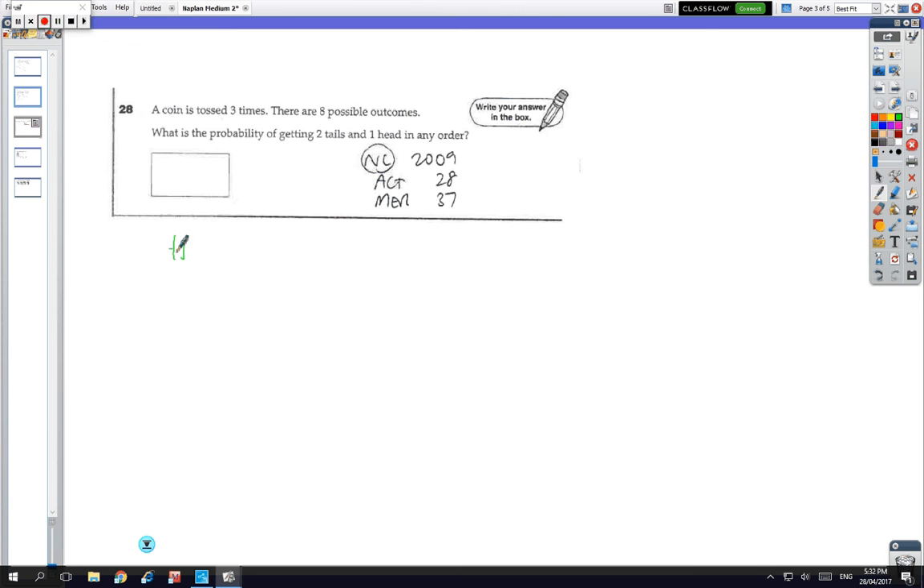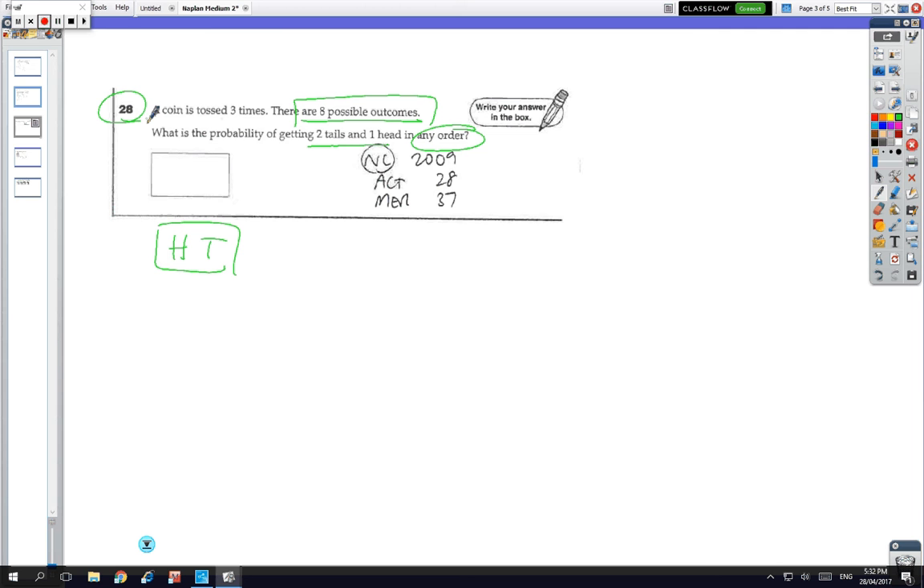Okay, so this one, a coin is tossed 3 times. So a coin has heads and tails. It's tossed 3 times, so there's 8 possible outcomes. Now you're told there's 8 outcomes, so what you could do is think about what the 8 outcomes are, and then the question is, what's 2 tails and 1 head in any order? Okay, so have a go at that. You're getting towards the last question, so it's getting a bit harder, but let's see how you go. Come back live when you're ready.